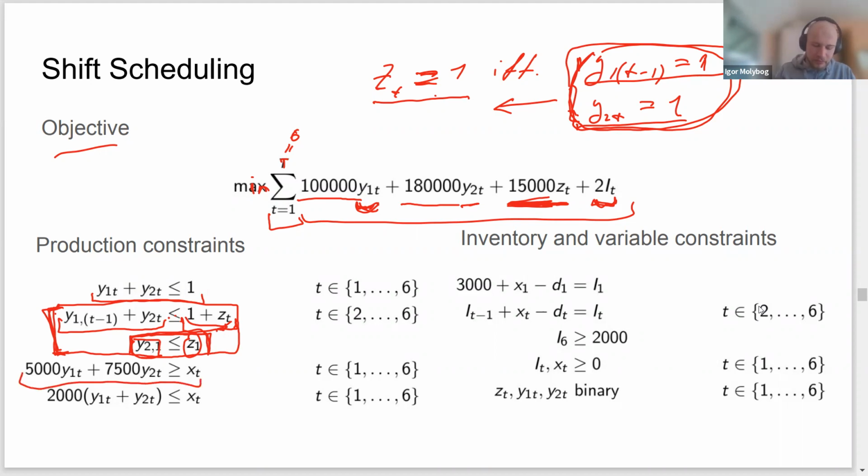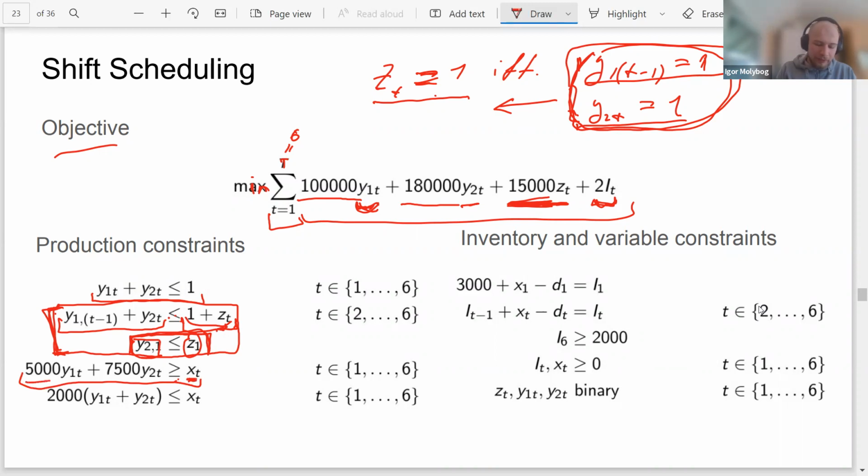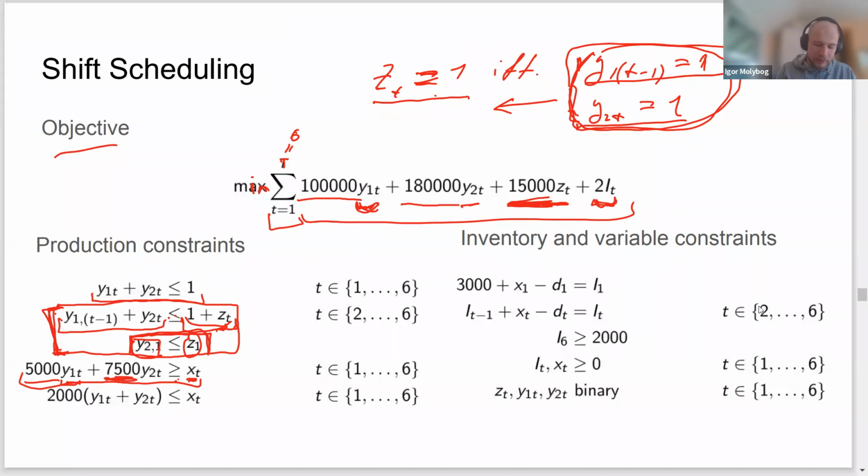The next constraint is enforcing that we are not producing more than we are allowed to. Our xt must be less than or equal to either 5,000 if our y1t is equal to 1, or 7,500 if we are in extended shift and our y2t is equal to 1. Then if we are producing anything, we have to produce at least 2,000. Therefore, if we are in either of the non-idle shifts, our total production must be greater than or equal to 2,000 for all of the time steps.